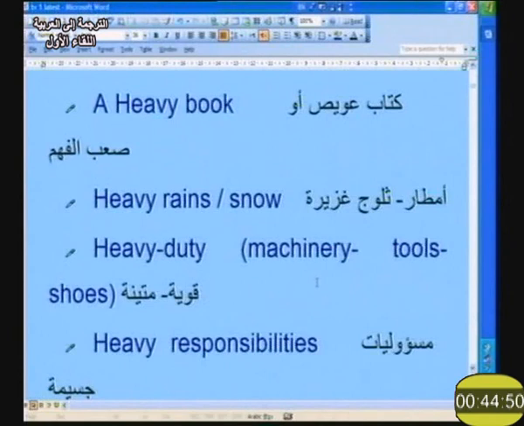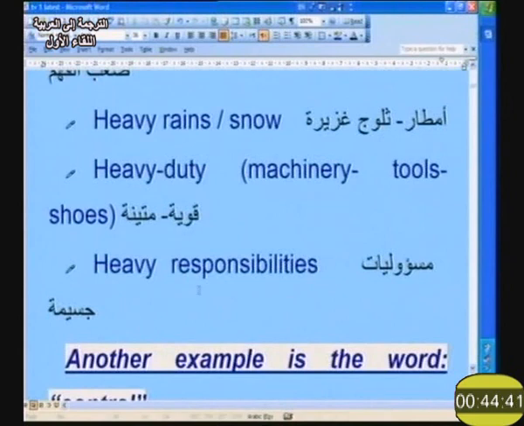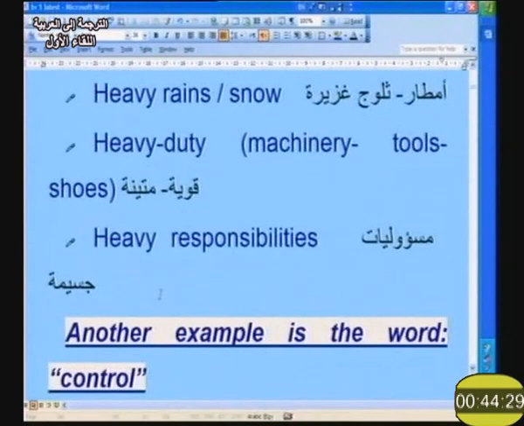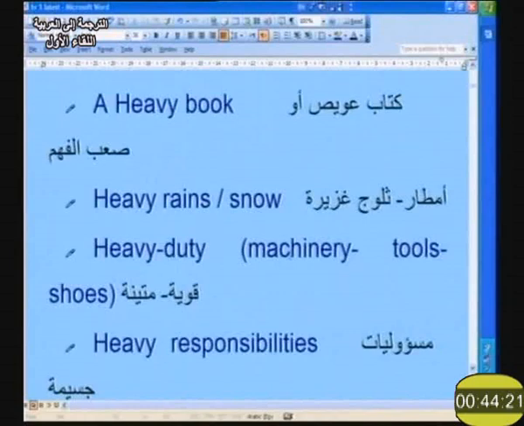Heavy duty machinery, tools or shoes means قوية أو متينة. Heavy responsibilities، مسؤوليات جسيمة. We can say of course مسؤولية ثقيلة، ولكن الأفضل مسؤوليات جسيمة. The collocations used with these nouns: heavy responsibilities، مسؤوليات جسيمة. So we see how the adjective heavy is translated differently according to the context. This is the style.